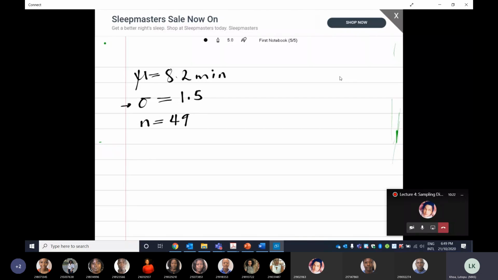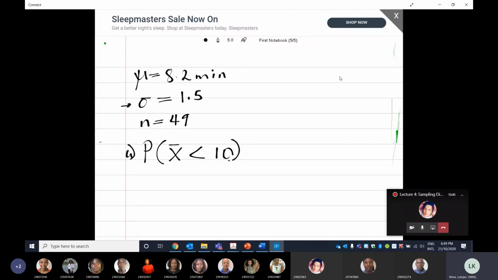So the first thing we're asked to do, A, is to find the probability that the sample mean, x bar. I think maybe in the last class I wrote just x, but it should be x bar because it's the sample average. This is less than 10. So this is what we are trying to work out.